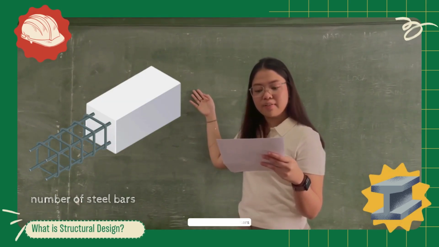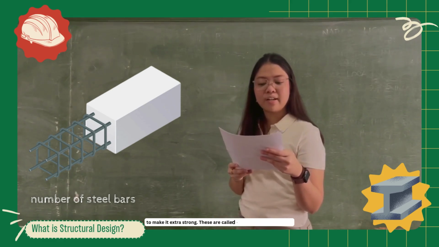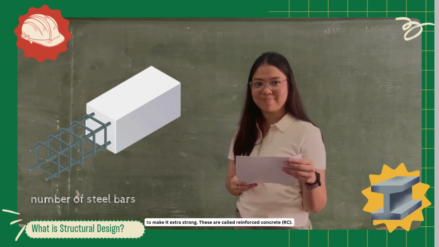Next, number of steel bars. If they are using concrete, they also add steel bars inside to make it extra strong. This is called reinforced concrete.